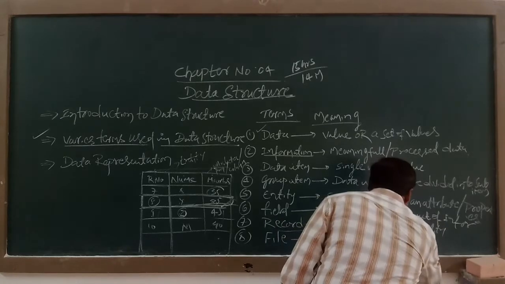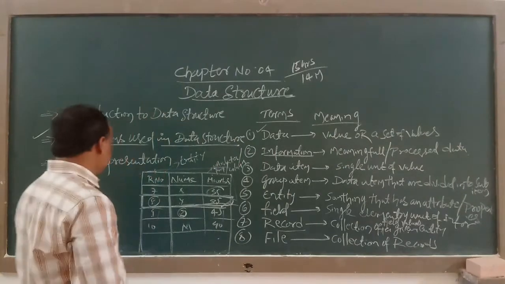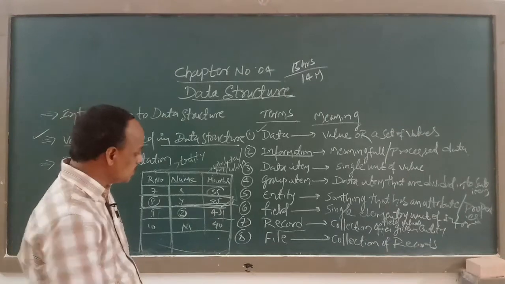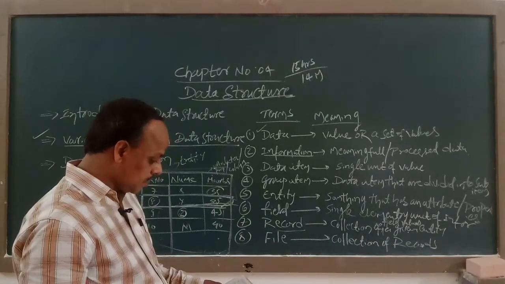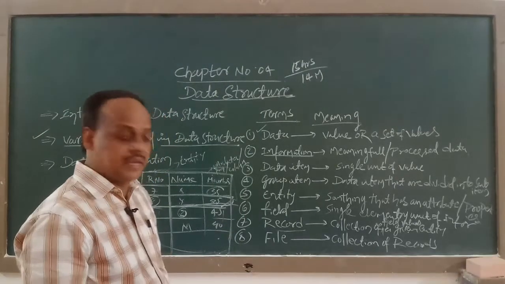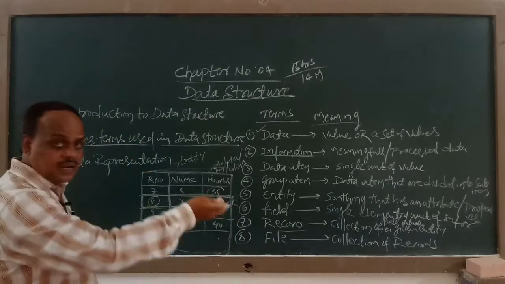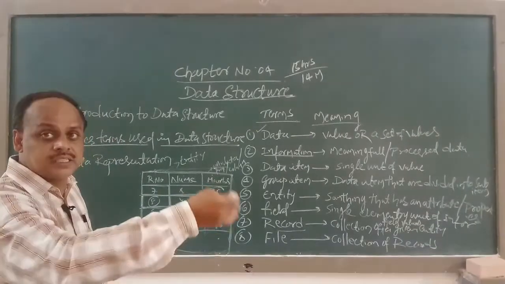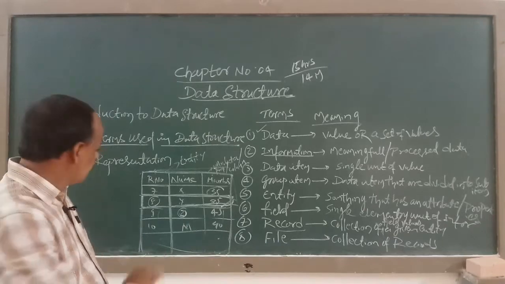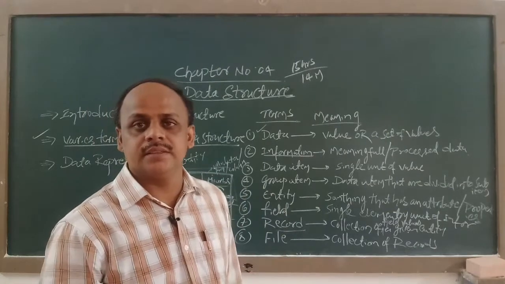And finally, file: a collection of records of an entity is called a file. This overall information is called a file. A file is a collection of records of the entities in a given entity set. One row is called a record, the second row is called another record, the third row is called another record. So a collection of rows, a collection of records, makes a file, right?